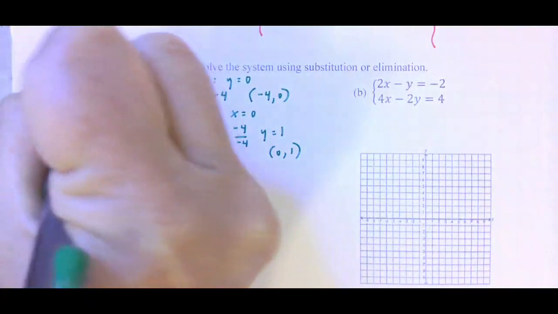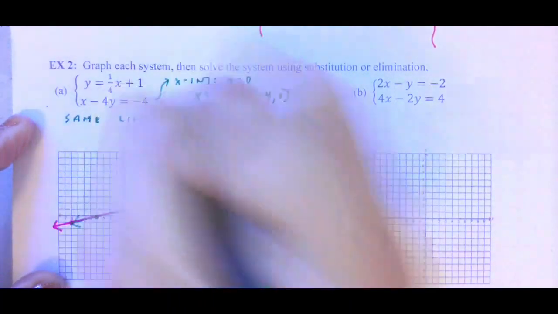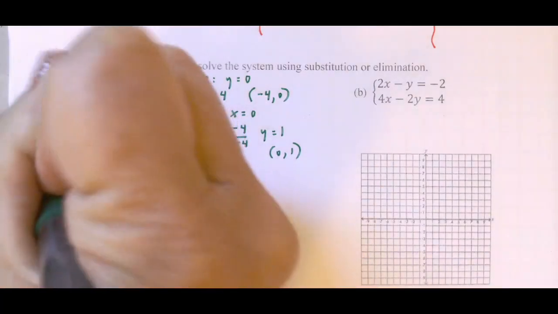So same line, which means that we have infinite solutions. Infinitely many solutions.